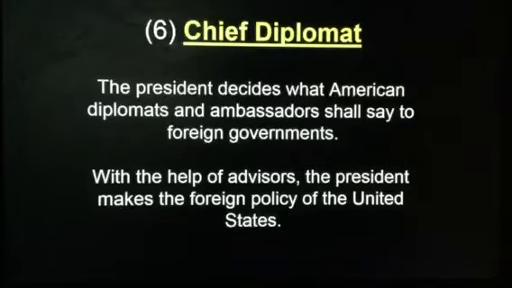Number 6, the President is chief diplomat. The President decides what American diplomats and ambassadors shall say to foreign governments. With the help of advisors, the President makes the foreign policy of the United States. He's the chief diplomat.